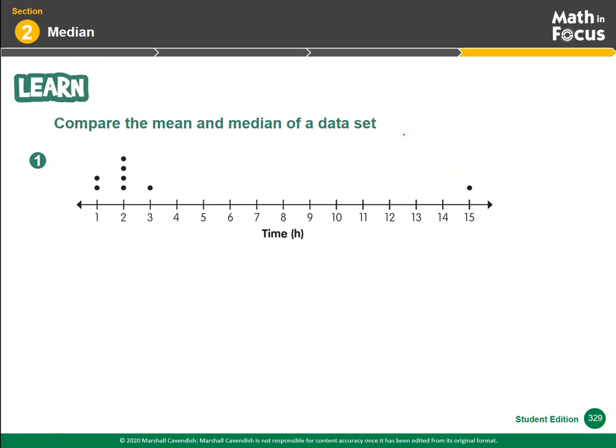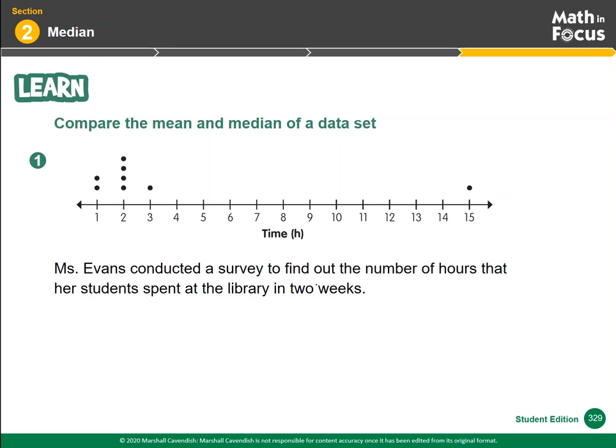Compare the mean and median of the data set. This is where we're at. Okay, so I want to get down here a little bit. So this is the number of, Mrs. Evan conducts a survey to find out the number of hours that her students spend at the library in 2 weeks. So how much time do they spend in the library in the course of 2 weeks? Okay, so we see here we've got 2 students that are spending 1 hour. You've got 4 that are spending 2 hours, 1 that is spending 3 hours, and this one over here who has spent 15 hours. Very diligent student, okay?